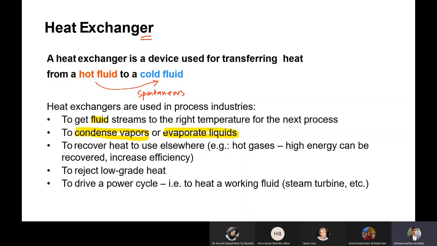To recover heat to use elsewhere. For example, you have stack gas from combustion. In the chimney, you still have hot flue gas. If you want to recover that heat, you can use a heat exchanger. To reject low grade heat, to drive a power cycle, and so on. So many uses, and it's so important.